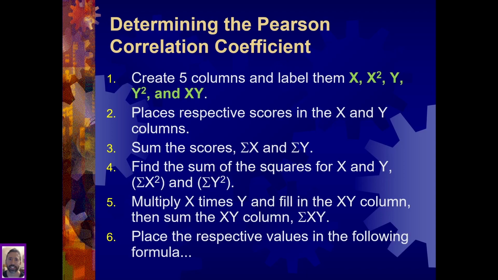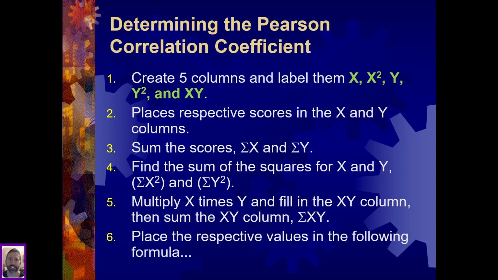All right, so we're going to put the respective scores in either the X or the Y columns. And then you're going to be summing the scores. So you're going to be summing all of the X scores. You're going to be summing all of the Y scores. And then, of course, we're going to be squaring these also. So we're going to be finding the sum of the squares for the X and the Y. And you'll see this once we pull up the Excel spreadsheet. It'll make a lot more sense when we actually pull up the spreadsheet.